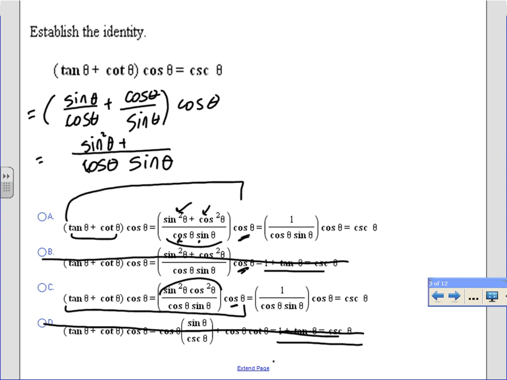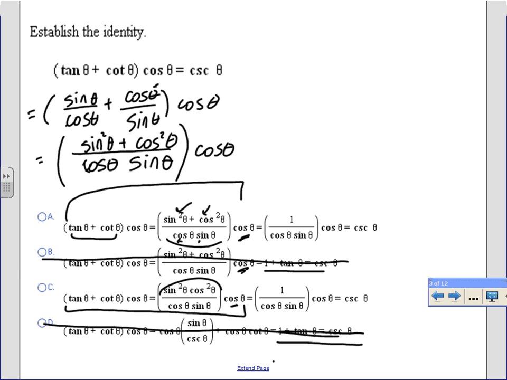Now, the next one's sort of similar. This one's going from sine theta to cosine theta sine theta. So we'd have to multiply by cosine there. And so cosine times cosine would be cosine squared. And notice that should sort of pop out at us because sine squared plus cosine squared is a Pythagorean identity. And so we should kind of realize, well, hey, that's 1.